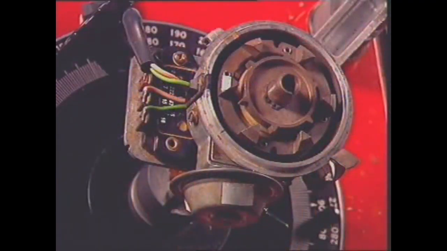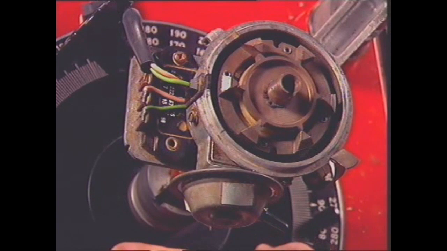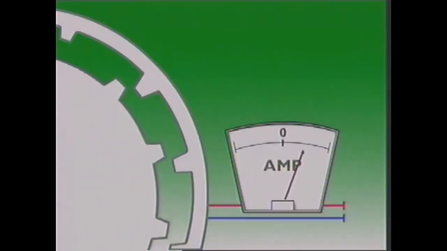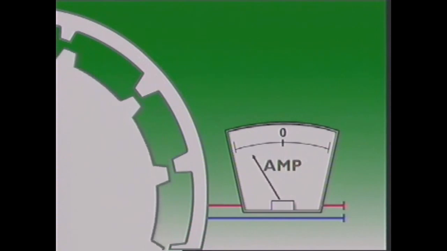The reluctor has the same number of teeth as the stator, and as it rotates, these teeth approach and leave the stator teeth, changing the air gap between them. As this occurs, the strength of the magnetic field changes, increasing as the teeth approach, reaching a maximum when they are in alignment, and decreasing as they move away.